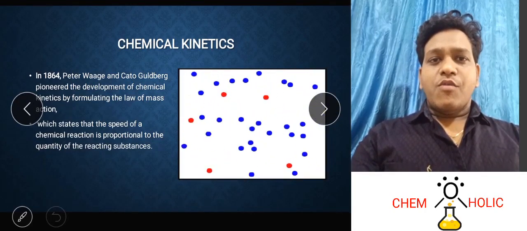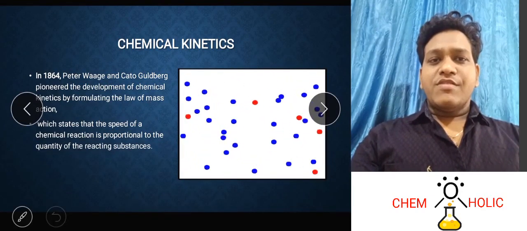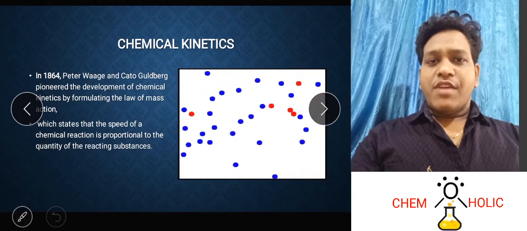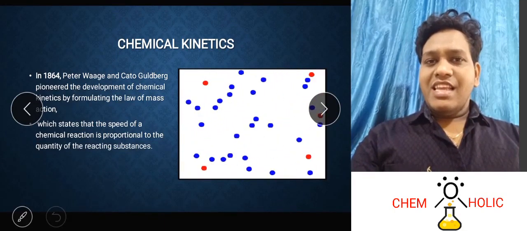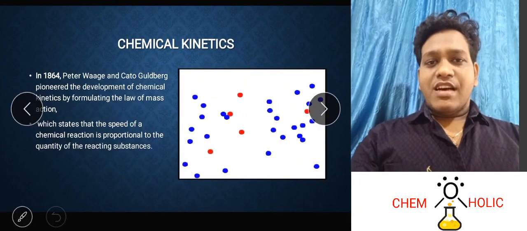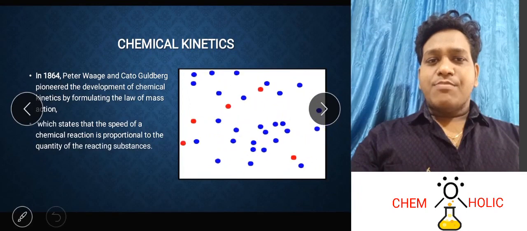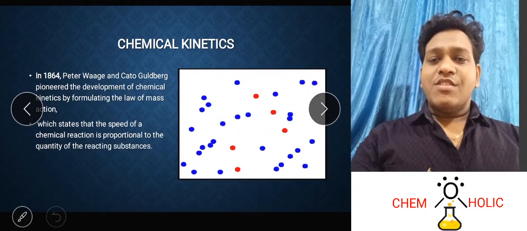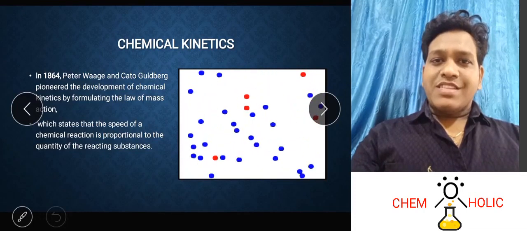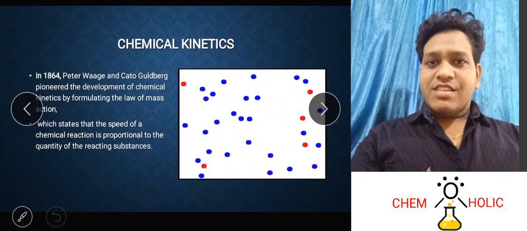This term was first used by two scientists, Peter Waage and Cato Guldberg, in the year 1864. They developed the concept of chemical kinetics on the basis of the law of mass action. The question arises: what is the law of mass action? Let me tell you about it.